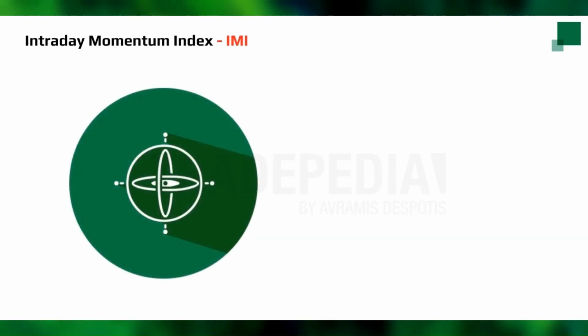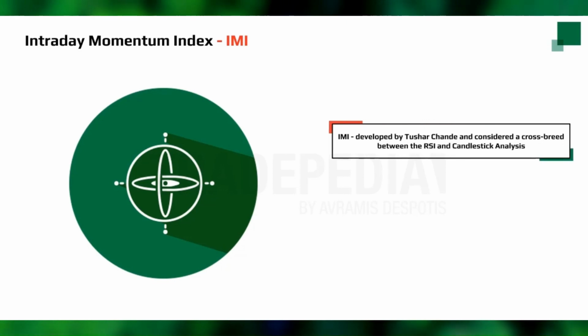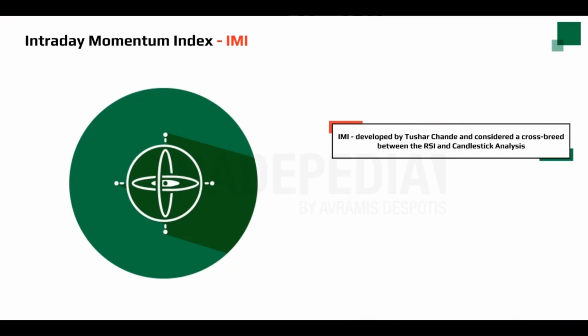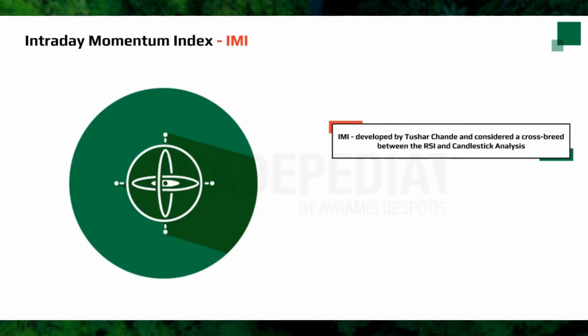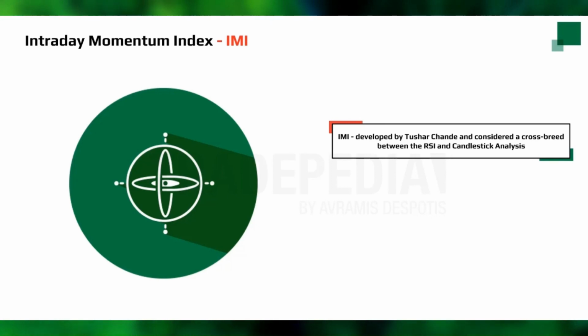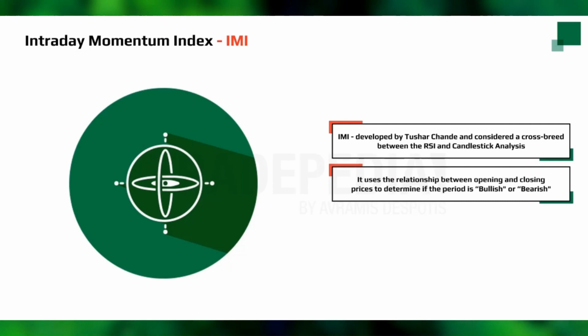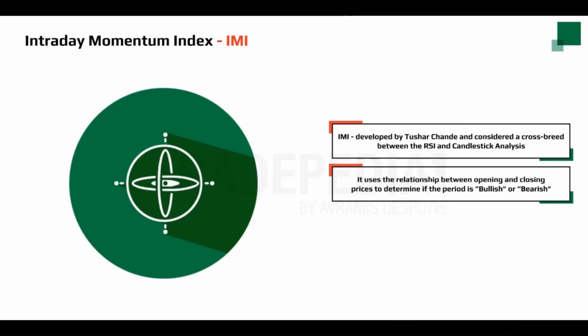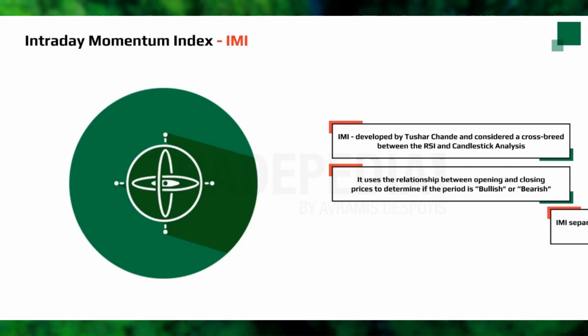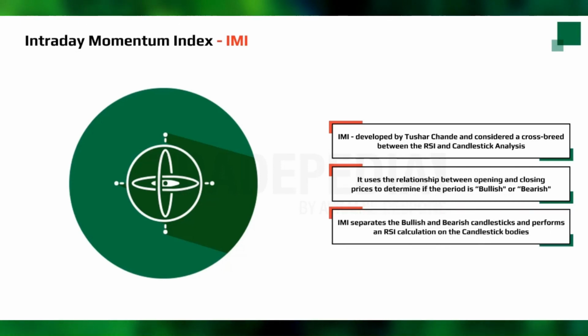Another momentum oscillator is the Intraday Momentum Index, which is also known as IMI. The IMI was developed by Tushar Chande and is considered a crossbreed between the RSI and candlestick analysis. The calculation of the IMI uses the relationship between the opening and closing prices to determine whether the period is bullish or bearish. It separates the bullish and bearish candlesticks and performs an RSI calculation on the candlestick bodies.